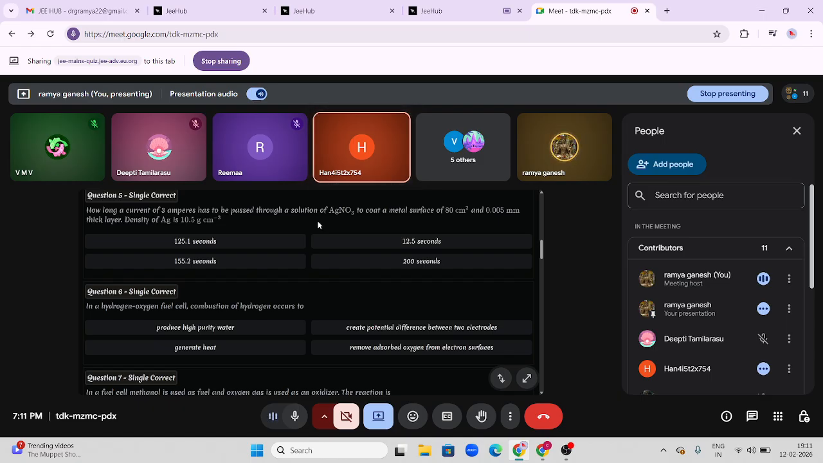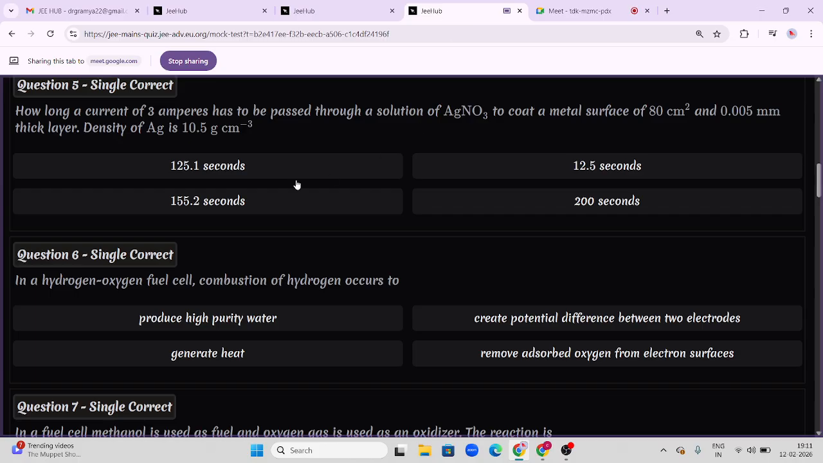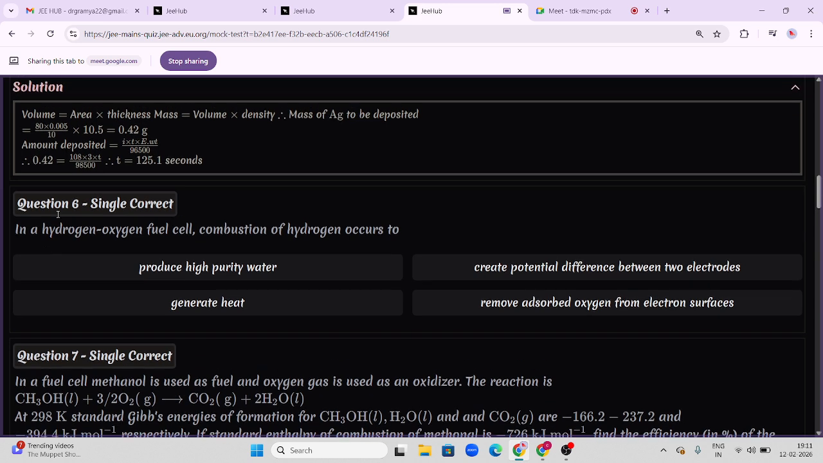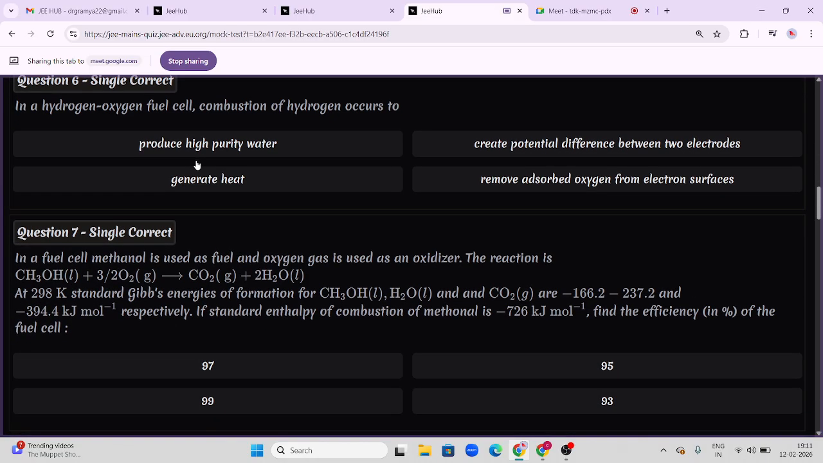Okay. Other way is that you, as Rima is saying, m is equal to z into I into t. After you calculated mass, z is the equivalent weight of silver. Silver's equivalent weight, what is it? The n factor is 1 here. So it is 108 divided by 1 itself. Yes or no? Yes, ma'am. 108 divided by 1 and the Faraday constant 96,500 here. I into t is used to get your answer. Okay. Next question.